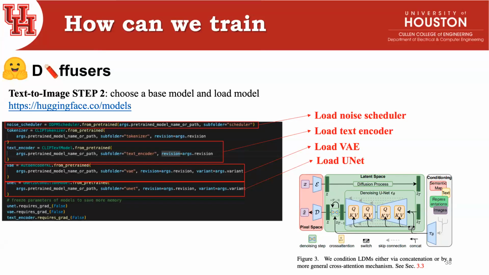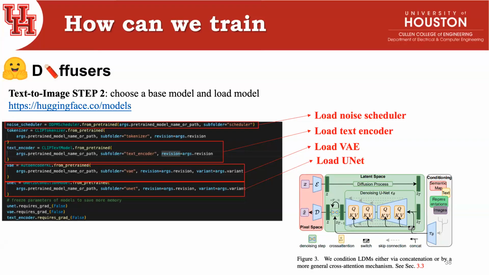The first part is the VAE model. It will compress this original feature to a smaller size, so we call it VAE. And the second one is a noise scheduler. It's the diffusion process. It will add noise. And the next one is a text encoder, like this one.